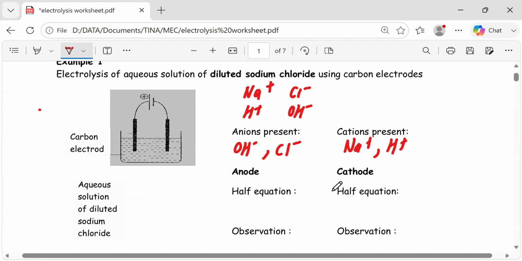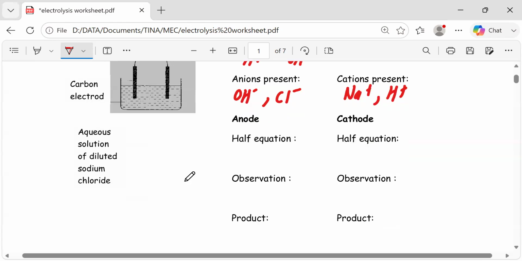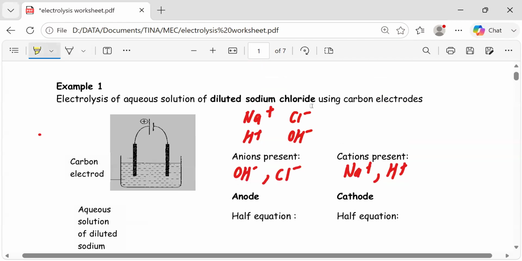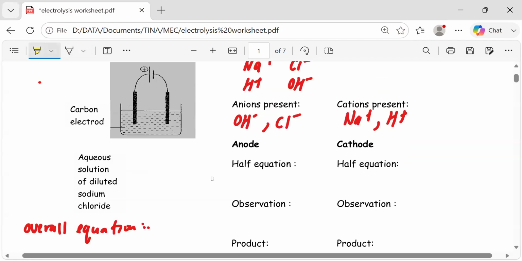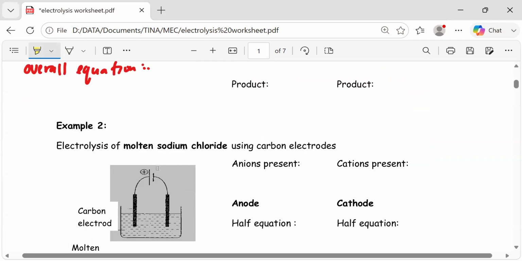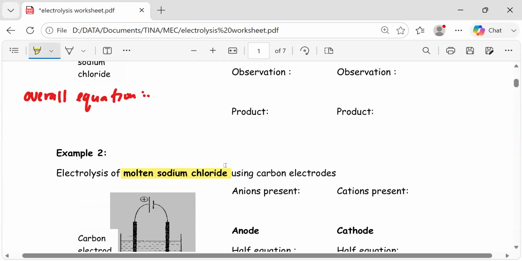Based on your half equation, what do you see, and then observation? And then also, if you can, write down the product and the overall equation. Now what are the keywords that you must take note of? Diluted means there's water. Concentrated, also there's water. Molten, there is no water.